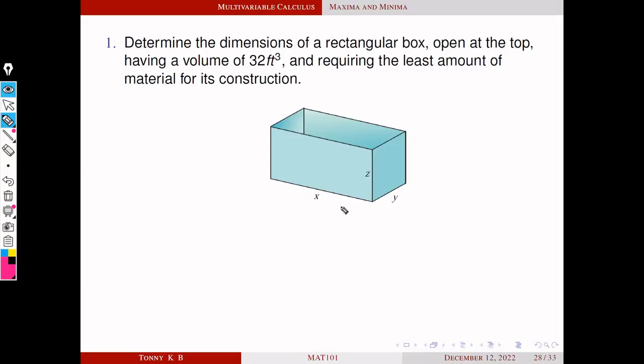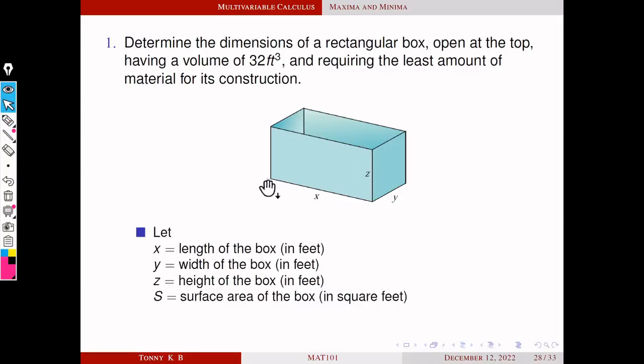Here we assume that x is the length of this box, y is the width, and z is the height of the box. And we have to minimize the material. That means we have to minimize the surface area. We denote that surface area by S, including 1, 2, 3, 4, 5 sides, excluding the top portion.